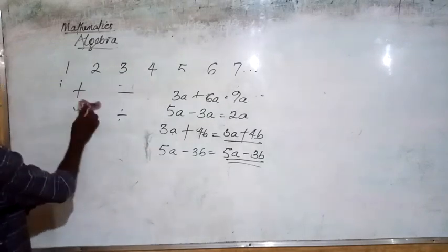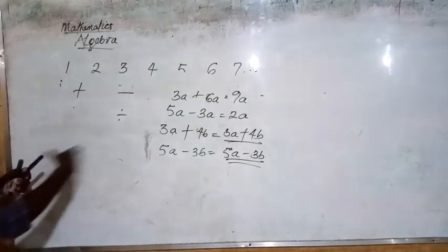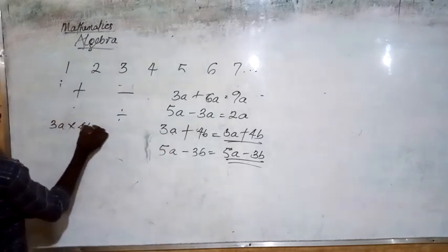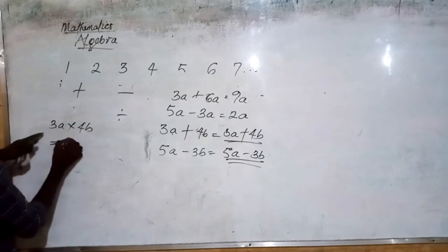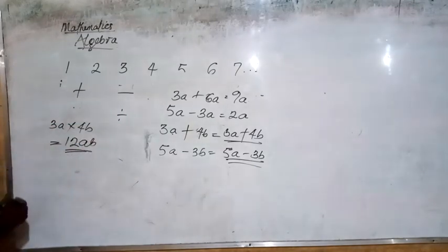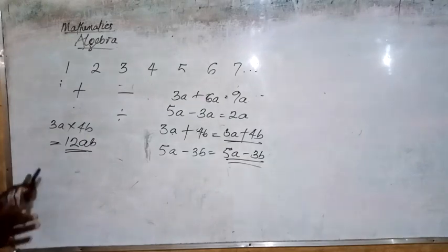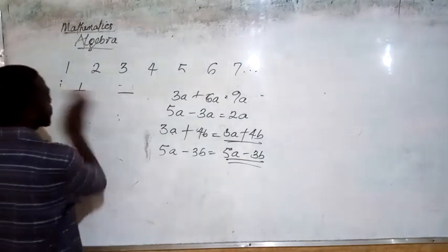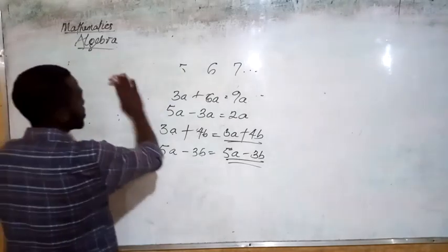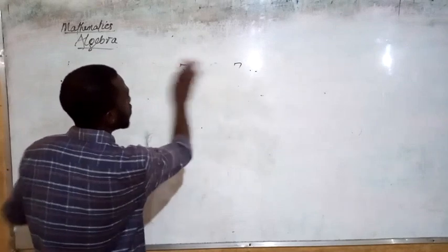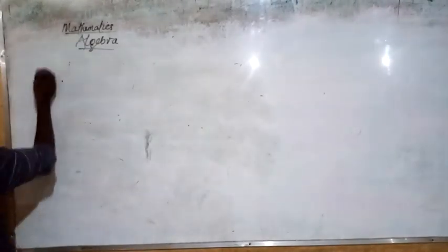Now, in the same way, if I mix numbers, say I have 3a times 4b, it is going to be 3 times 4 to give 12, a times b to give ab. And that is how simple. So, multiplication merges them together. Alright. Now, let's go to the first set of operations, which is removal of brackets and simplifying.